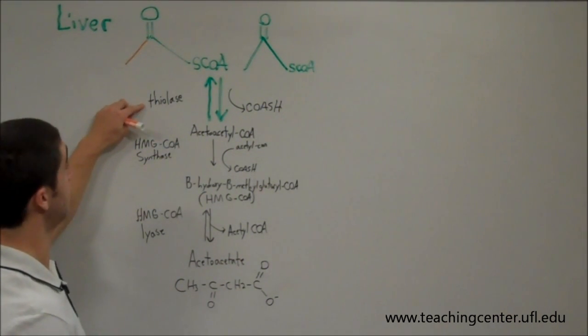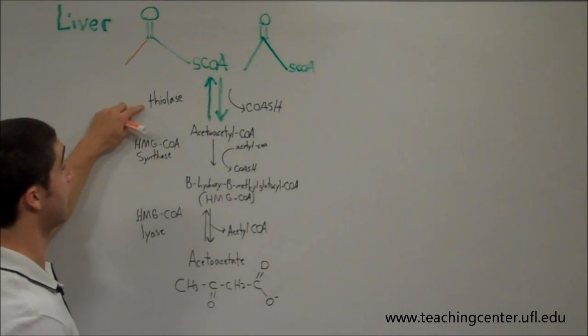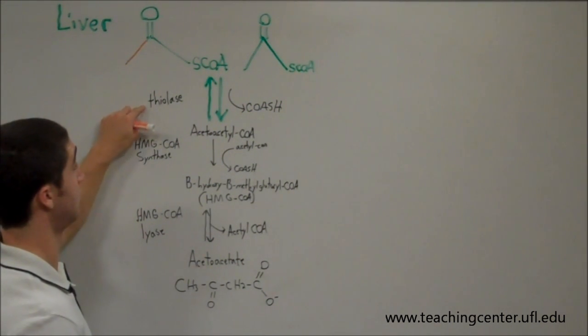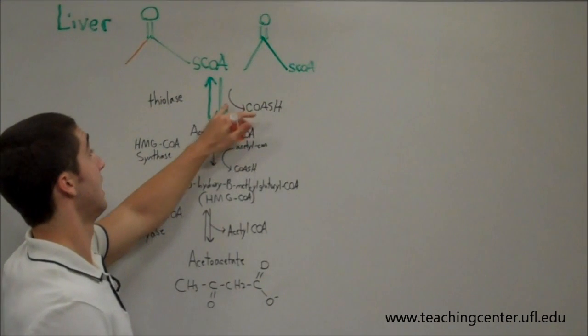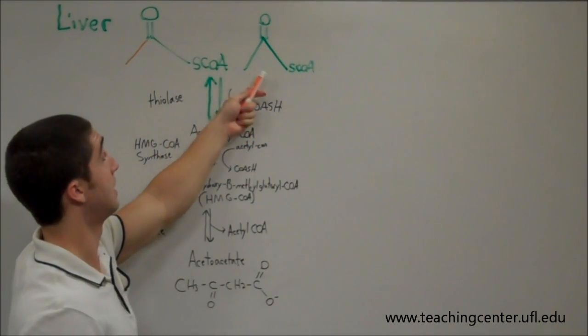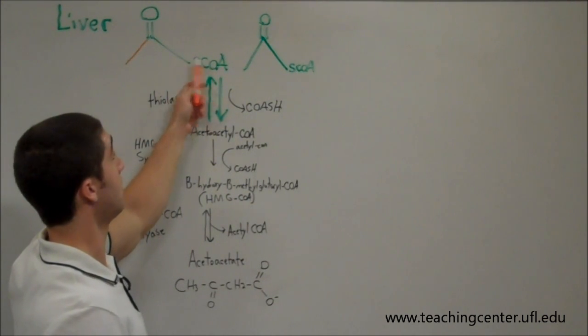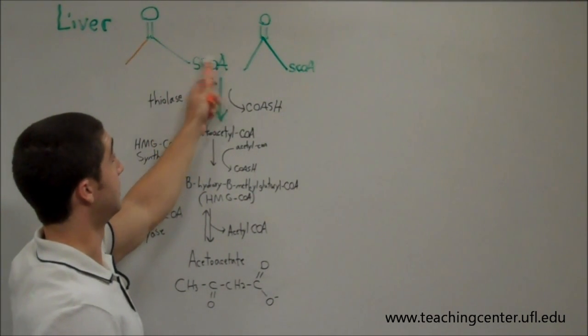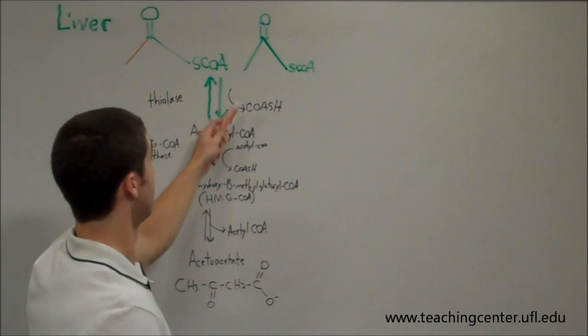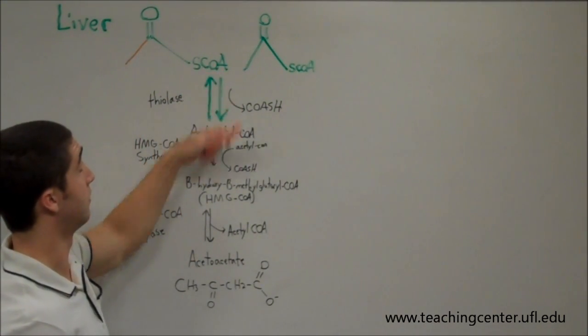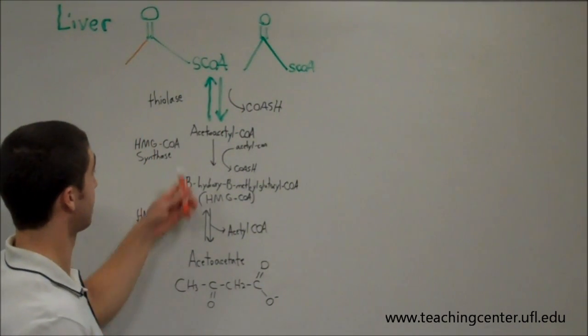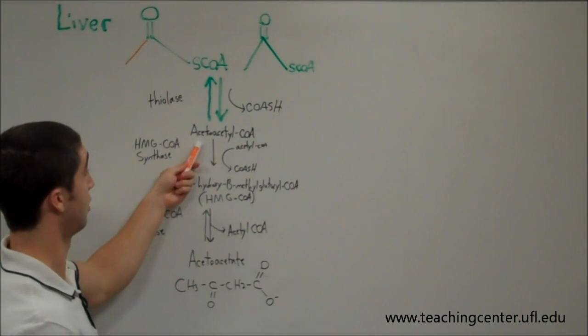The first enzyme is called thiolase. Thiolase catalyzes a condensation reaction in which one of the coenzyme A's leaves, and you form a carbon-carbon bond between these two carbons, connecting them. So one coenzyme A leaves, and you form a carbon-carbon bond, and that produces acetoacetyl-CoA.